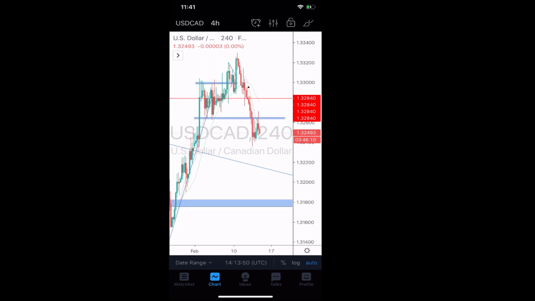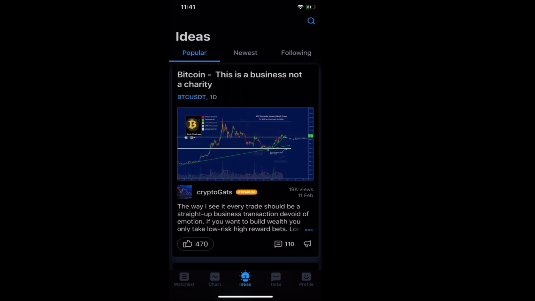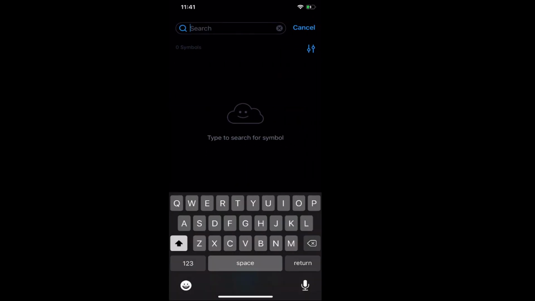So it's quite a convenient app, makes things a whole lot easier for you guys, unlike drawing everything again on your mobile phone. This just cuts down a lot of time. Another nice thing about this app is there's this ideas tab, right? In this ideas tab, you can search up any pair that you want, just to give you ideas of what the public is thinking when it comes to that pair.